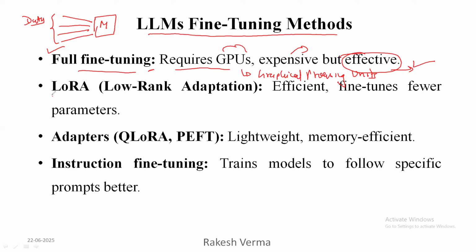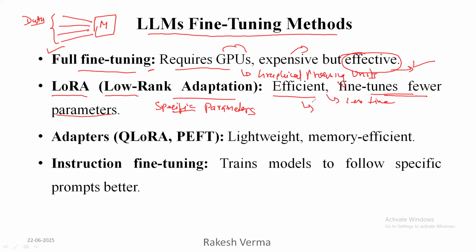Another method is called LoRA, which is low rank adaptation. This method is also considered an efficient method. Efficient means it takes less time. How does it take less time? Because it only tries to change or fine tune fewer parameters, not all the parameters. When we train on a specific set of parameters, we call this low rank adaptation, and it is very efficient. It takes less computational resources.